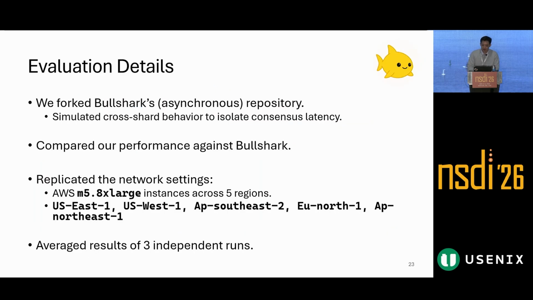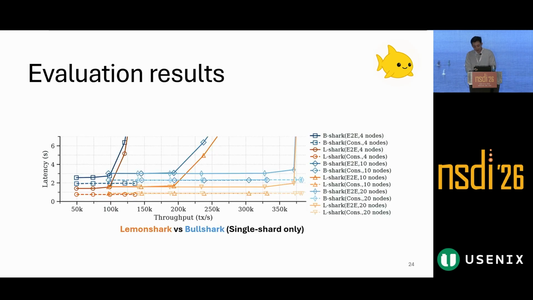For our evaluation, we forked Bullshark's asynchronous repository and implemented Lemonshark over it. We used Bullshark as our baseline since it's the state-of-the-art DAG-BFT protocol that operates in the same network asynchrony model. We also replicated Bullshark's original network and system settings and averaged results over 3 independent runs. First, we tested Lemonshark's performance when scaling the transaction load and node count in a single shard setting.